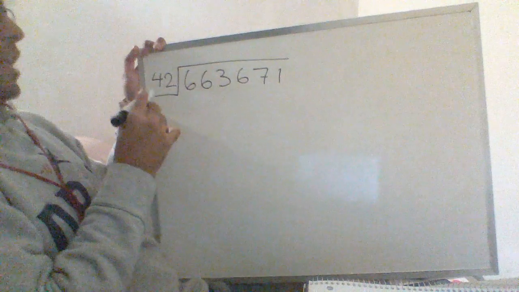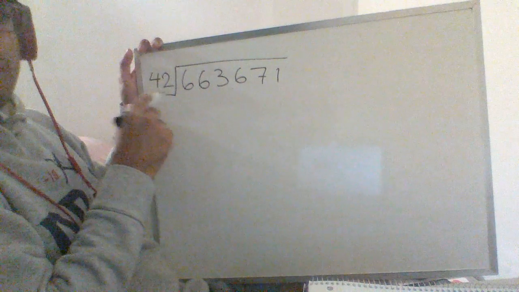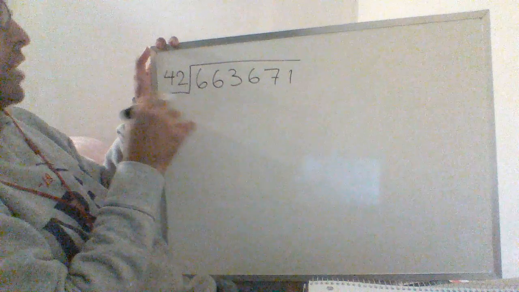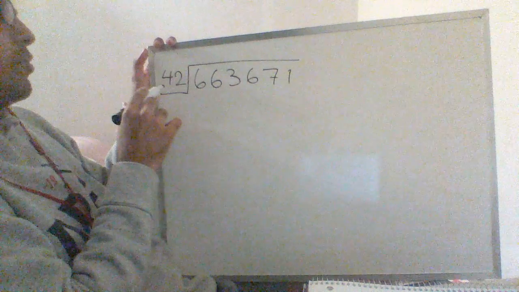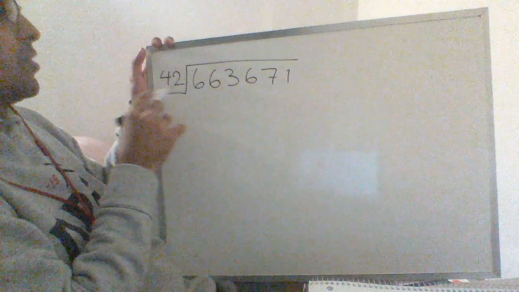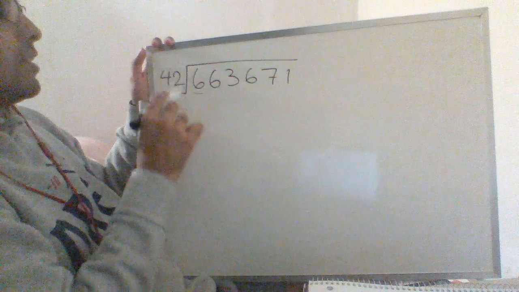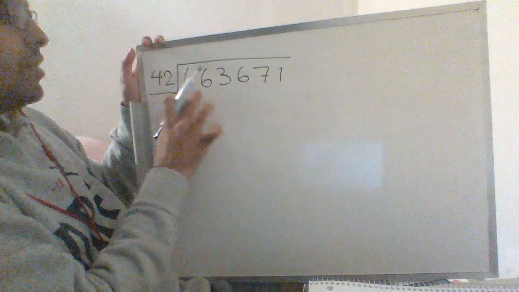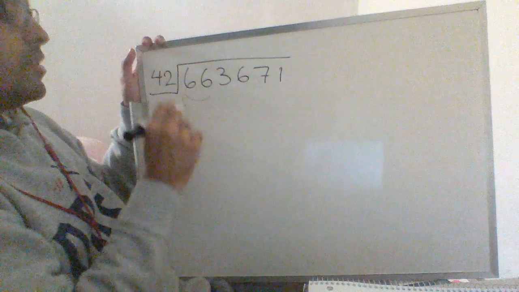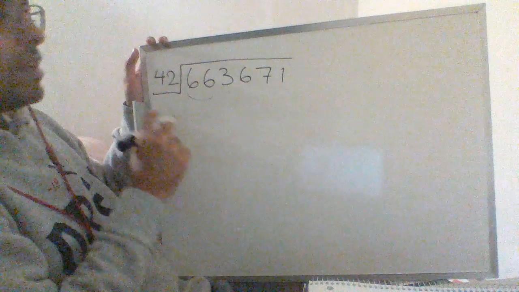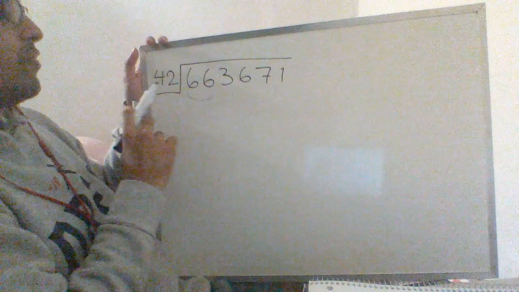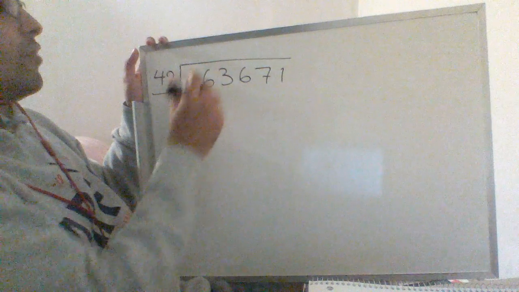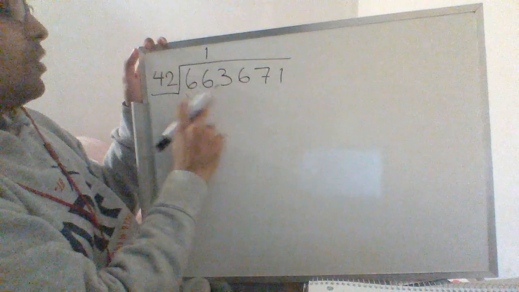So the first question we ask ourselves, it's a little bit redundant when you've got a 2-digit divisor, but it's always good to just be in the habit of asking yourself the same question to start the problem. So we ask ourselves, how many times does 42 go into 6? Now obviously when your divisor is 2 digits, it's never going to fit inside a single digit number, so we can just move on and consider the first 2 digits instead. So we ask ourselves, how many times does 42 go into 66? And we get that 42 is only going to go into 66 once.